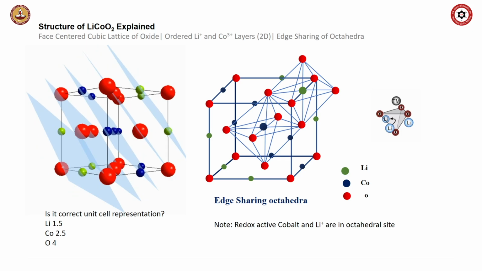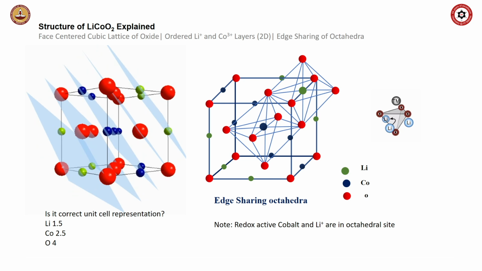So oxygen is 4. Now the formula is not LiCoO2. Is it not LiCoO2? Because this is 1.5, if you divide by 1.5, this will become a fraction. It will not become a whole number. If it had been a whole number, then LiCoO2 should come. If I make it O2, then I have to divide both by 2. If I divide both by 2, then this will become 0.75, this will become 1.25. It is still not LiCoO2. That means this is not the unit cell of this system.